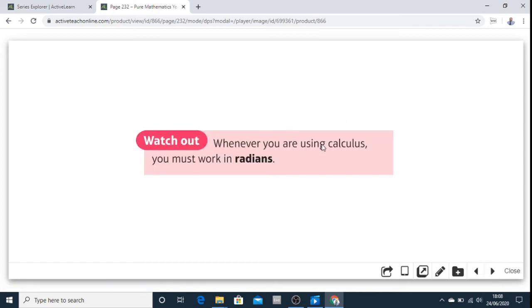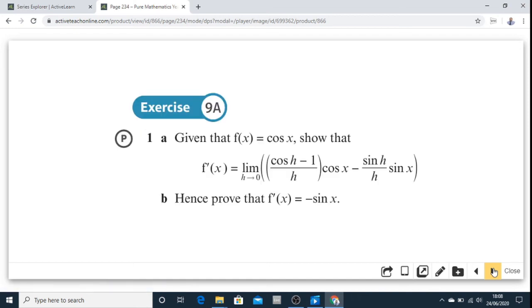Again, this warning coming up: whenever you're using calculus, you must work in radians. Otherwise, it's just not going to work. It hinges on that fact.